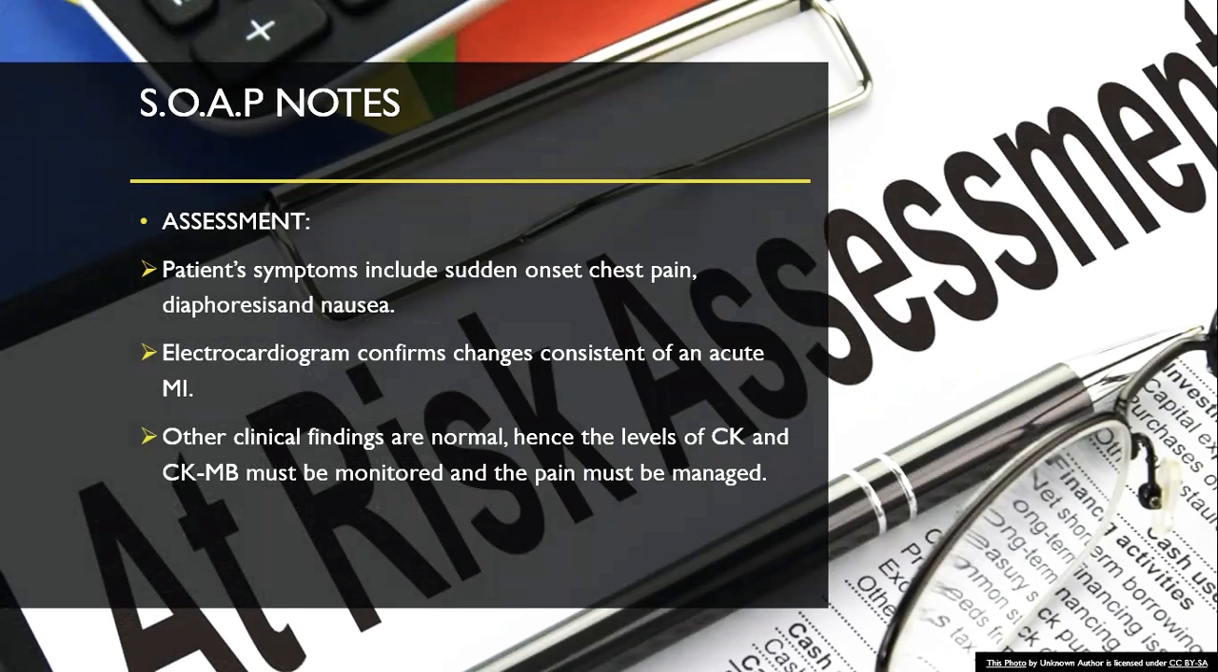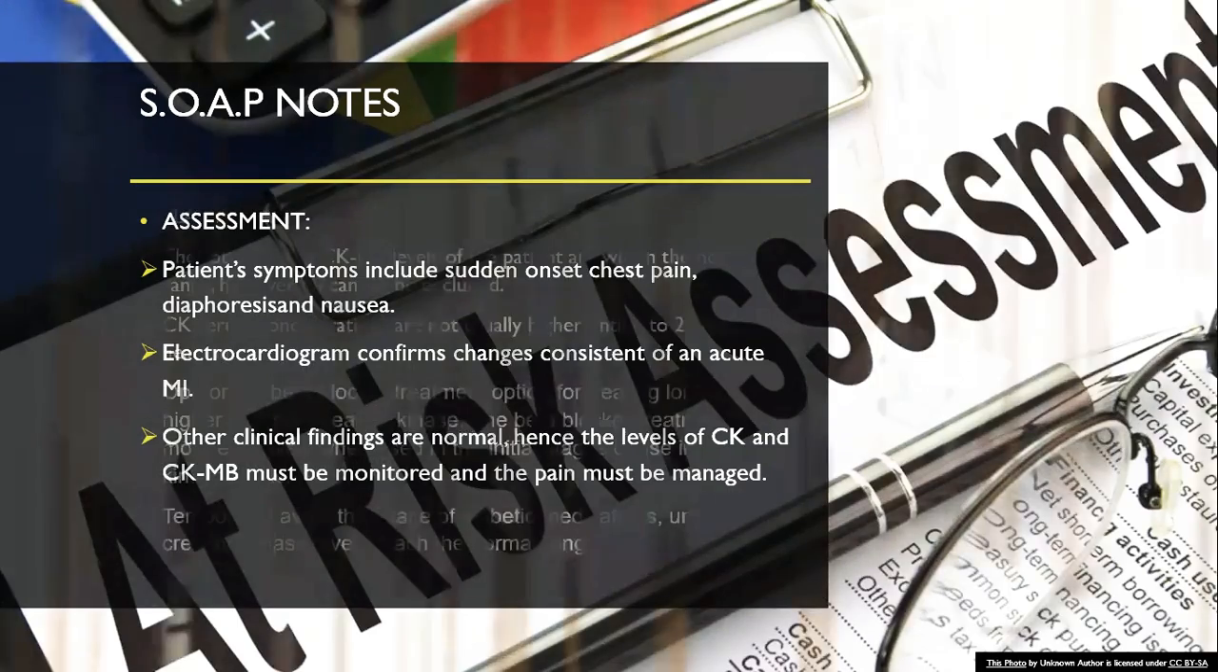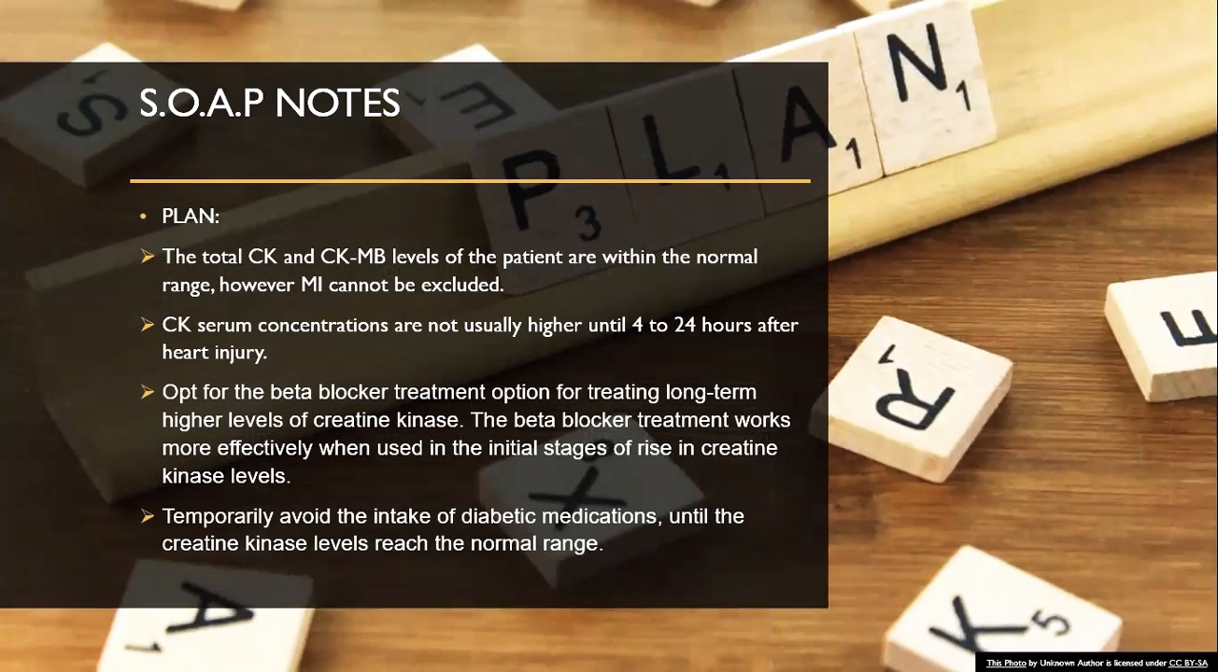Okay, so for the assessment, we have now mentioned that the patient's symptoms include sudden onset chest pain, diaphoresis, and nausea. Her electrocardiogram confirms changes consistent with an acute myocardial infarction and other clinical findings are normal. Hence, the levels of CK and CKMB must be monitored accordingly and the pain must be managed first. So, the plan is to do something that decreases the pain of the patient as well as does not elevate the levels of CKMB and CK.